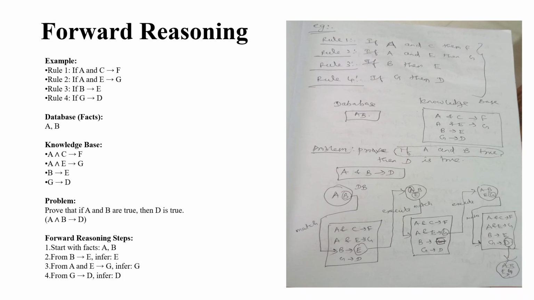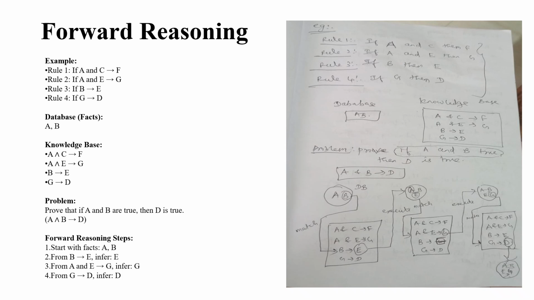So now we can proceed with the forward reasoning process. You can look at the diagram here. We can make a diagrammatic representation. We have three boxes. After getting the knowledge base, we can build it like that.